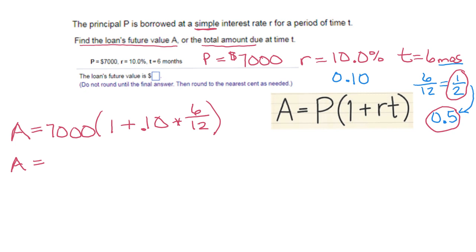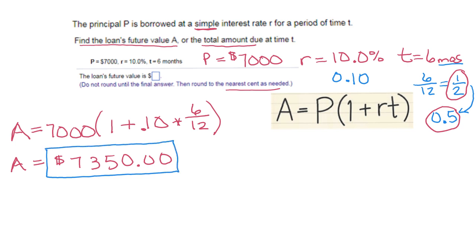You are going to get this dollar amount, $7,350. And we're going to take a look. It says do not round in the final answer, then round to the nearest cent. So they want to know that you have 0 cents there. And this would be the future value. If you borrow $7,000 at an interest rate of 10% for 6 months, the future value is $7,350.